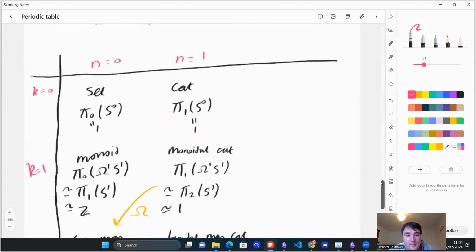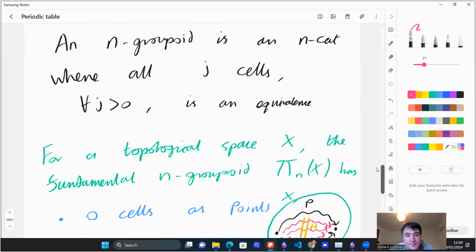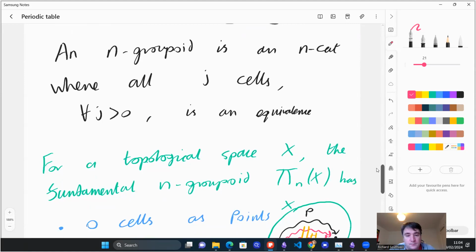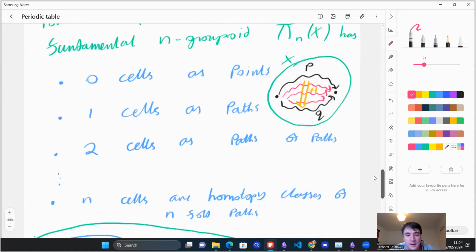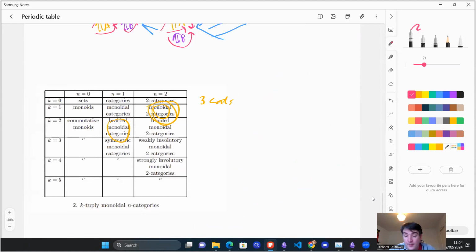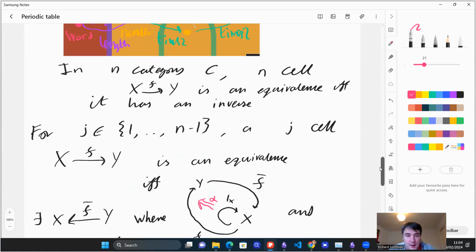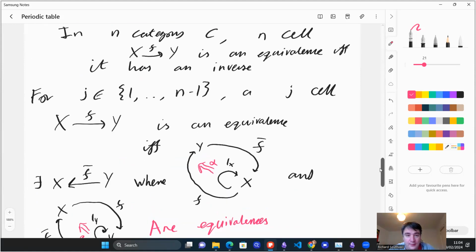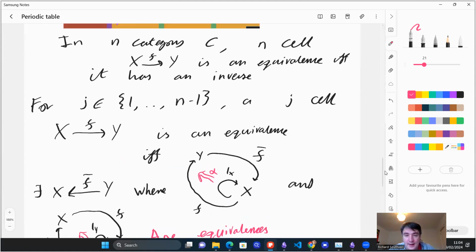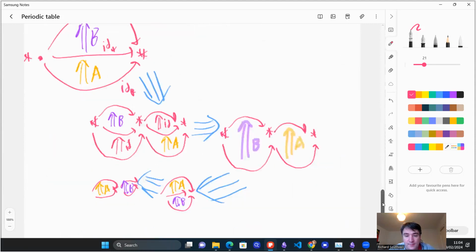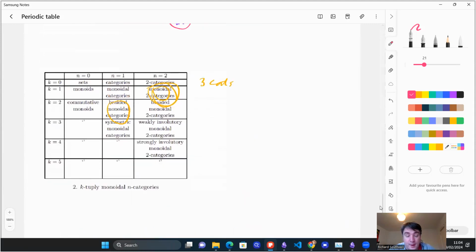That's a little bit of an oversimplification. I want to be a little bit more precise. So let me tell you about the idea of equivalences. So, okay.